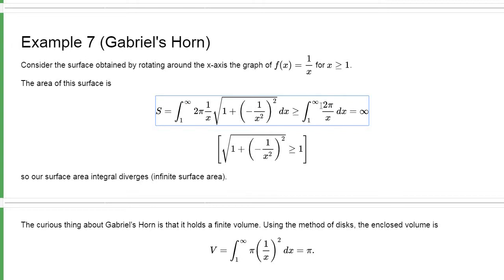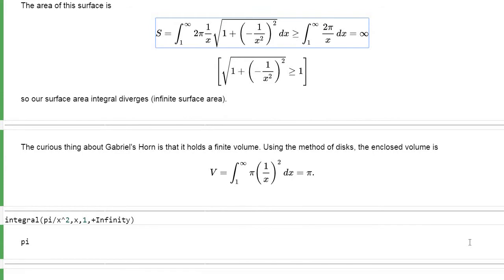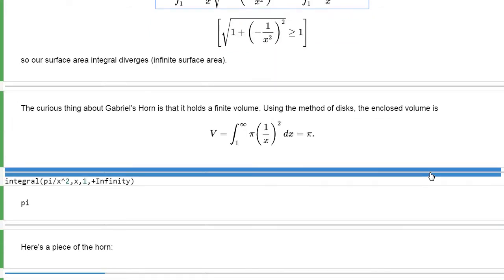The integral from 1 to infinity of 2 pi over x is a divergent improper integral. We already saw that 1 over x diverges as you go off to infinity. So this one is divergent, and the original is bigger or equal, so it must also diverge. So the surface area is infinite. And the reason I'm doing this example is that it's a freaky paradox: the volume of Gabriel's horn is finite.